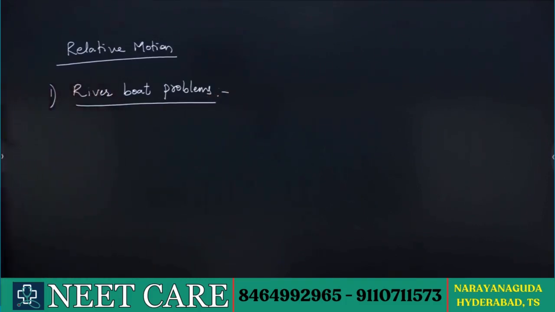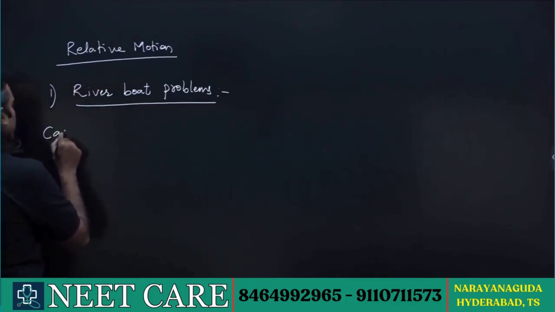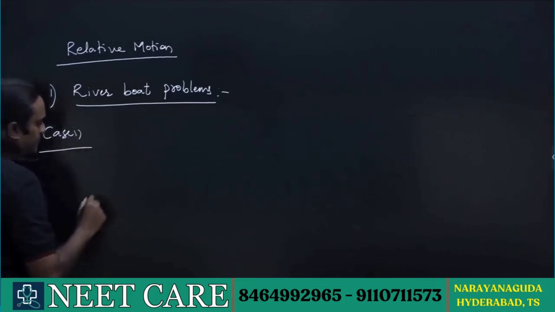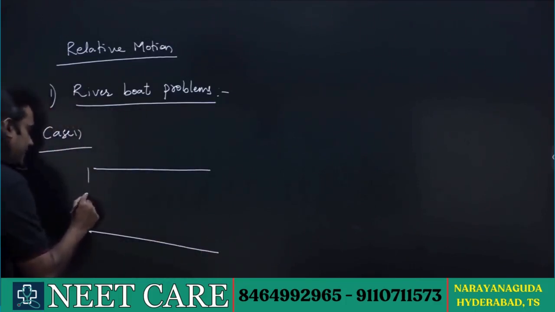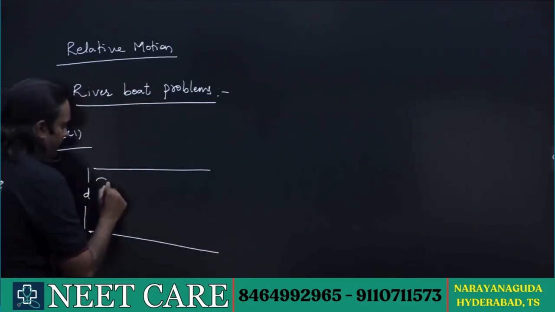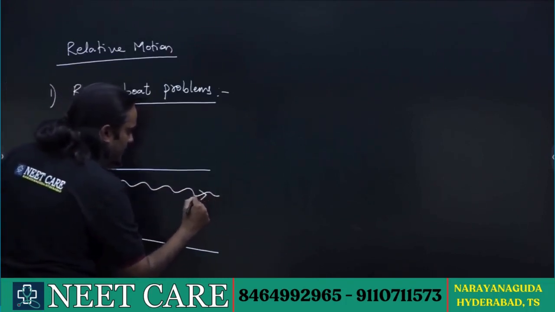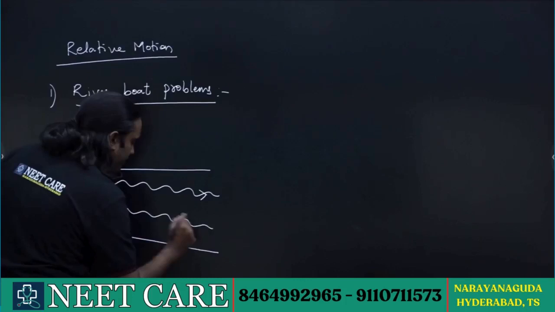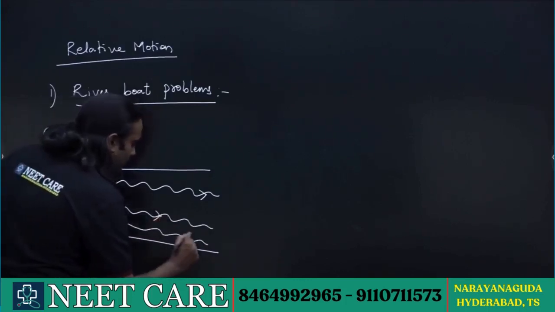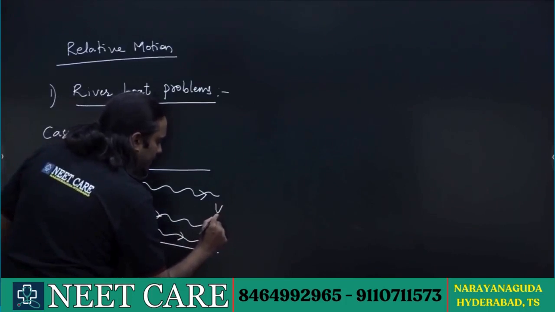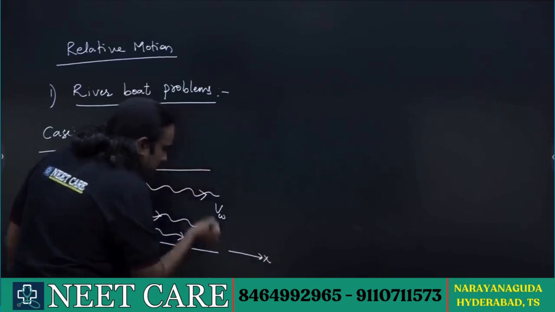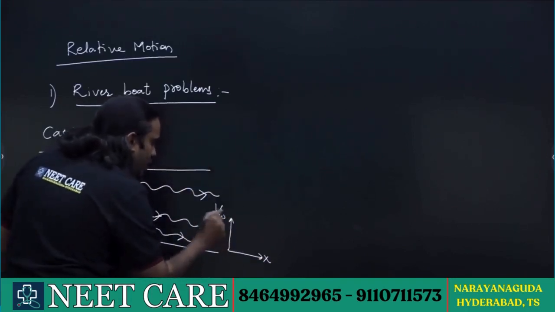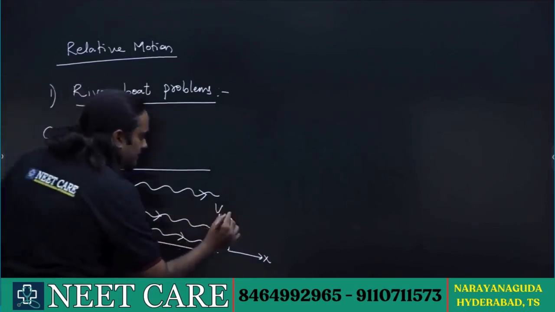Now, coming to river-boat applications, first I am going to take case 1, where let us consider a river having width d, flowing like this towards the right direction. This is the flow of the river. Let us also consider the velocity of the water in the river flow to be VW. Next, let us consider this is the x-axis, meaning the direction of flow of the river is the x-axis, and along the width, let us consider this is the y-axis.